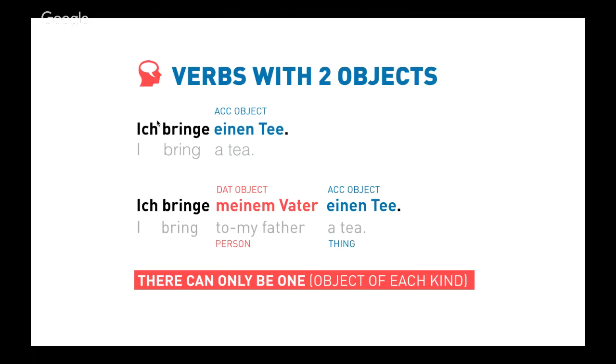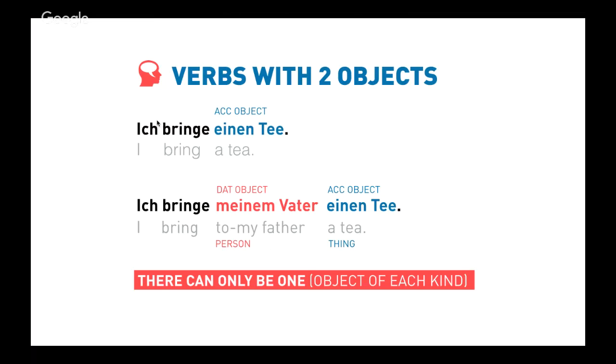Let's continue. There's one other thing you should know. Now you see there's always one red object and one blue object. And that is because there can only be one object of each kind, or of each case.